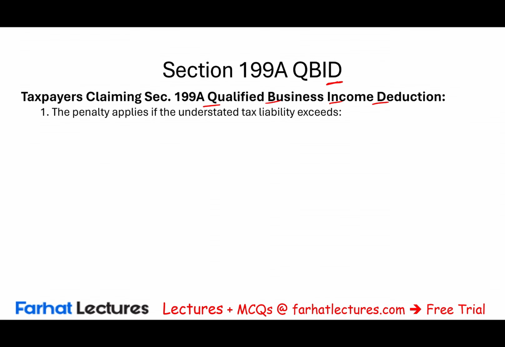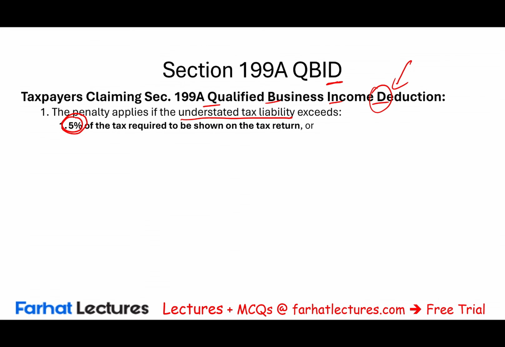Now, how does the penalty apply if you have this qualified business income deduction? The reason is because the qualified business income deduction is a phantom deduction. It's a deduction that's given to you because you're a business. You did not pay for anything. Again, if you want to learn about it, go to the qualified business income deduction lesson. Under those circumstances, the substantial understatement tax applies if the understated tax liability is more than 5% of the tax required to be shown on the tax return. Why 5%? They make it lower because this deduction is a 20% deduction.